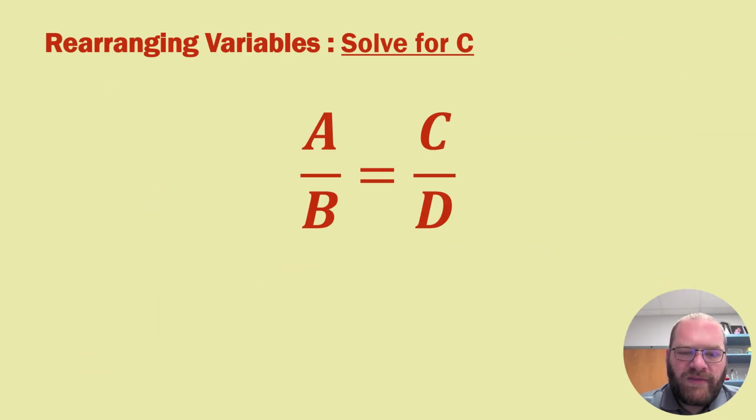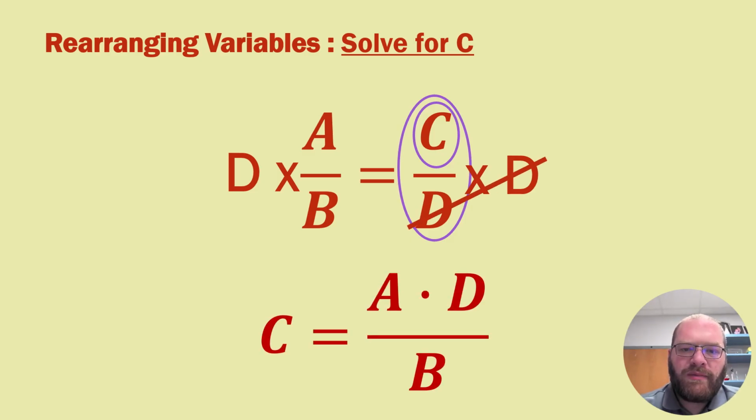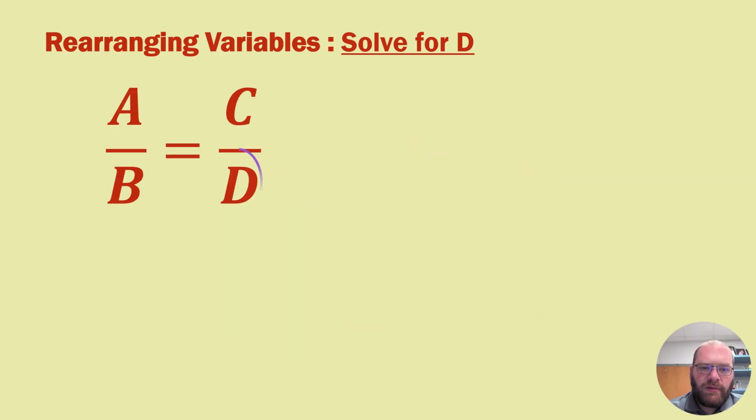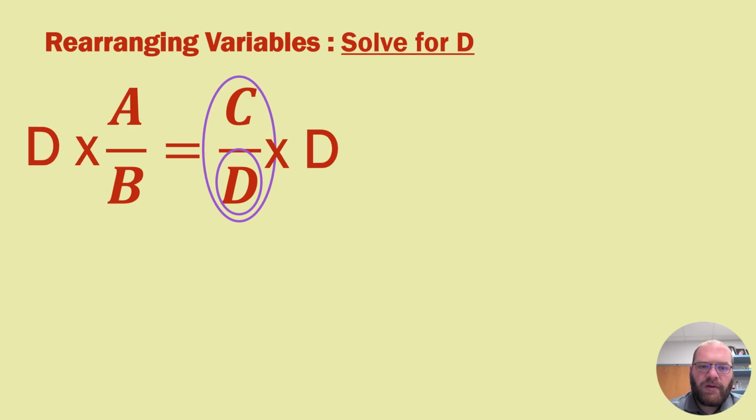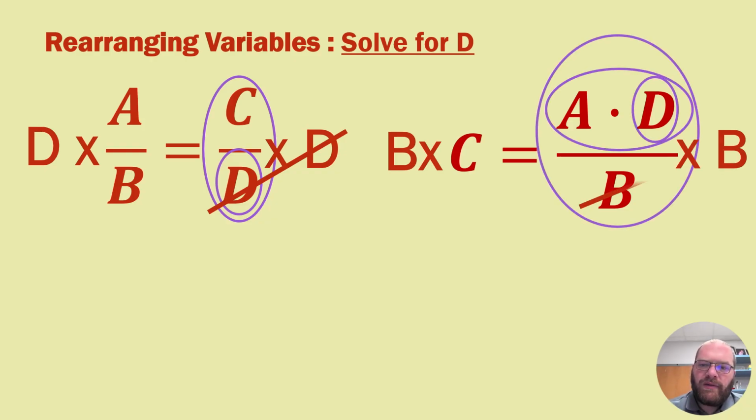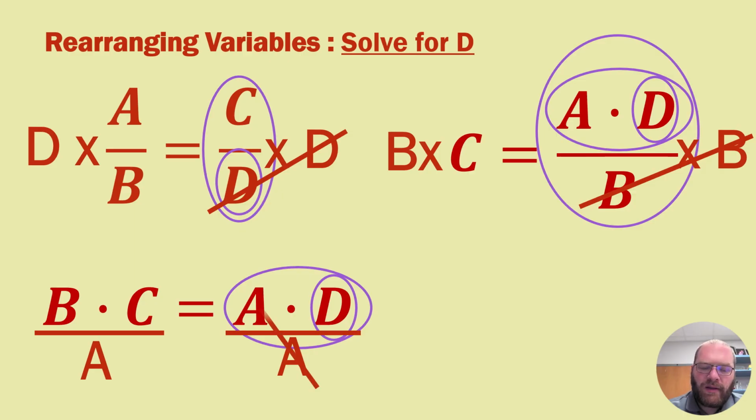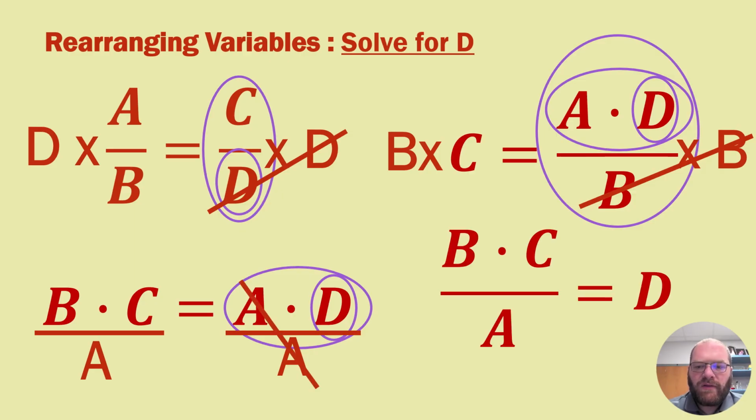And then c, very similar to the way we did a, we're going to multiply both sides by d. And then we get a times d over b to solve for c. And then d, similar to the way we did b, we're going to multiply both sides by that denominator first. Rewrite it a before d. And then we've got to get d by itself. So we take b, multiply it on both sides. Then we divide by a on both sides. So that gets us solved for d.